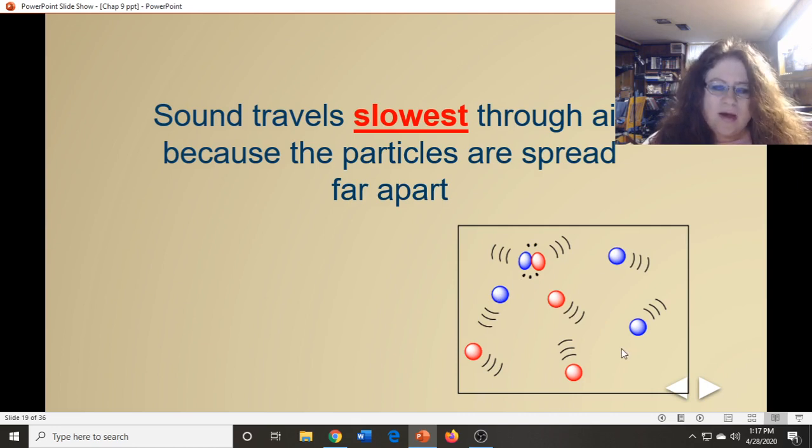So you need to know that sound travels the fastest through solids and the slowest through gases. Look at the last paragraph on page 221, second column. The speed of sound is not the same as the frequency of sound vibrations. Speed tells you how fast something is moving.